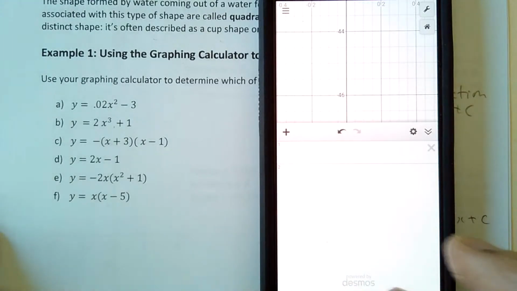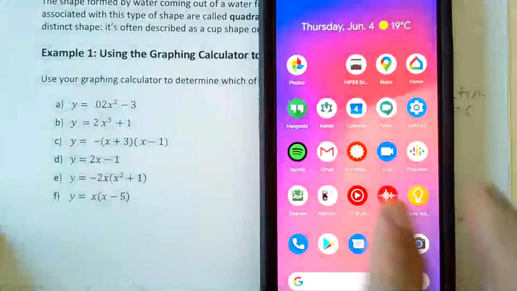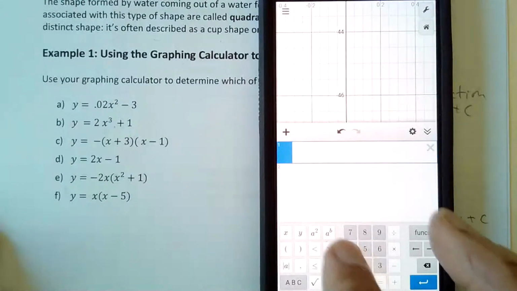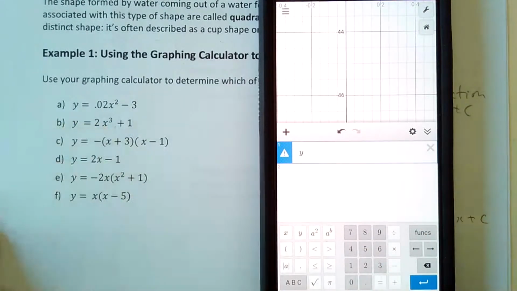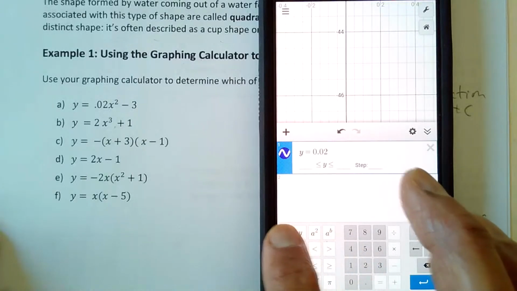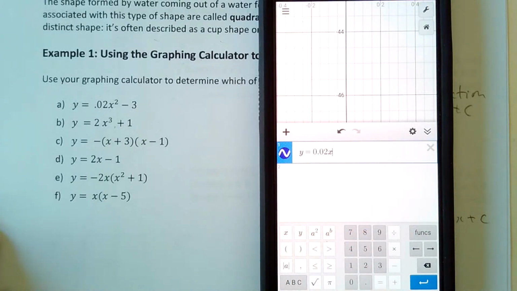And in Desmos, by the way, I'm just going to show you the whole process. I just open Desmos, and I enter my equation y equals 0.02 x, and you're going to press the exponent, a to the power 2, and that will give you your square sign. Next, we type in minus 3.